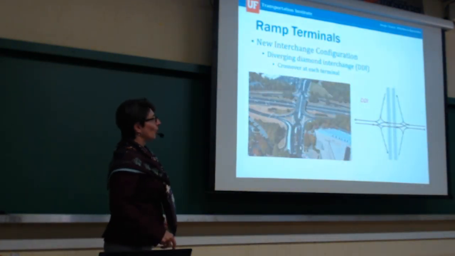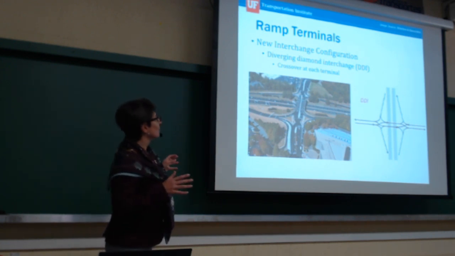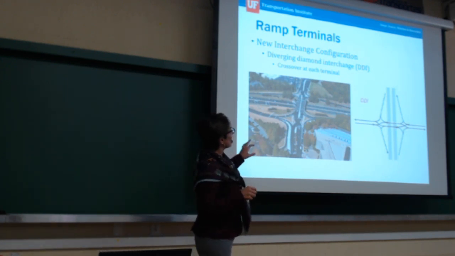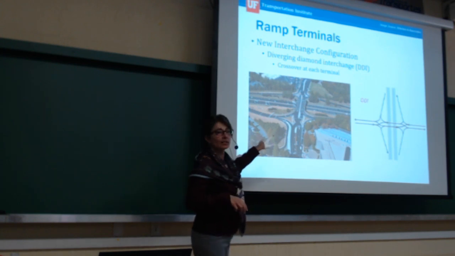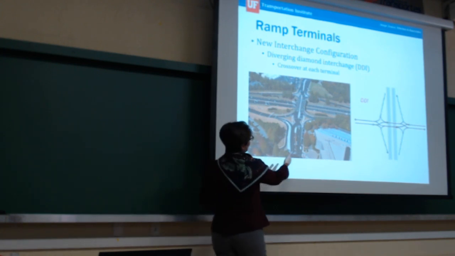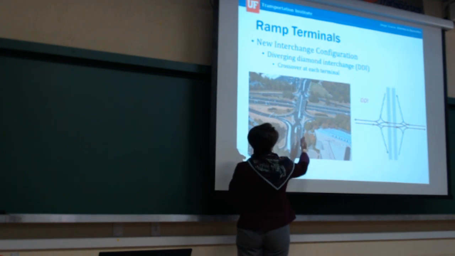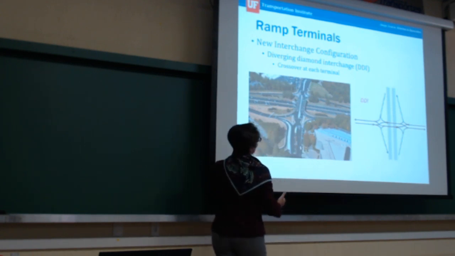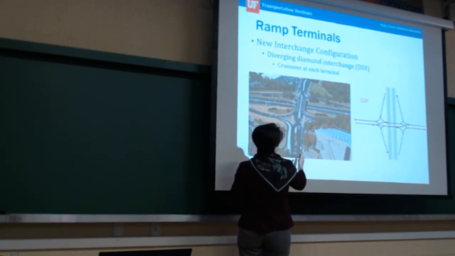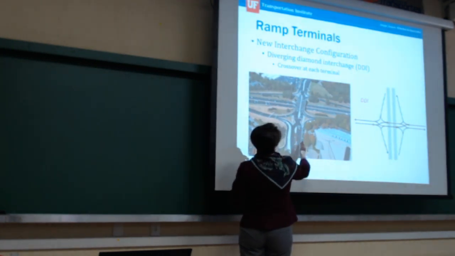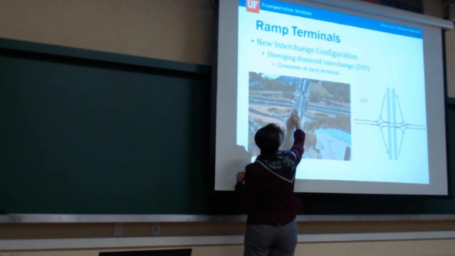DDI, which was created to minimize the congestion through an interchange. So what it does is, if you're arriving, this is your arterial and this is your freeway. You're coming on, you're switching to the other side. So now the traffic goes here.